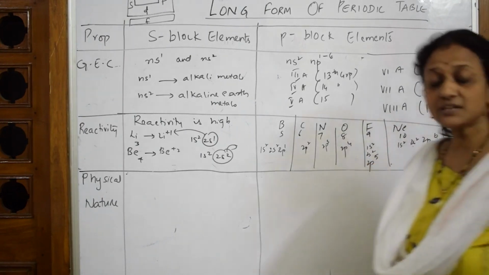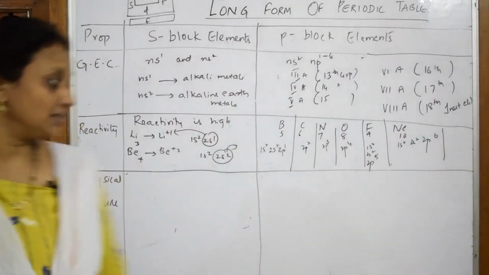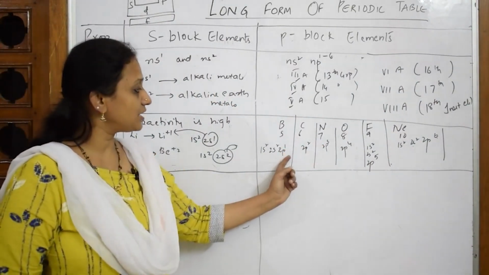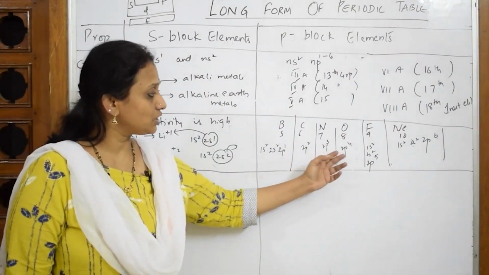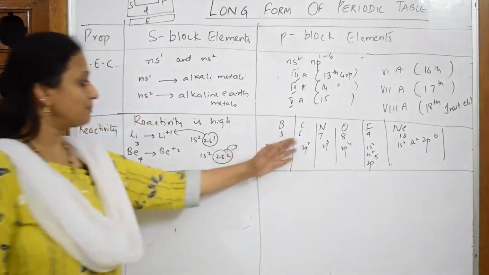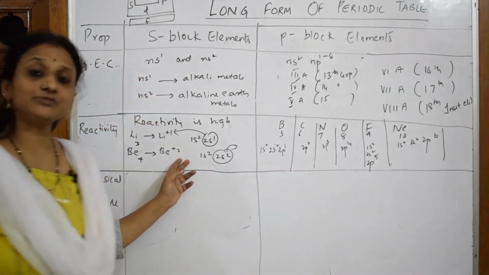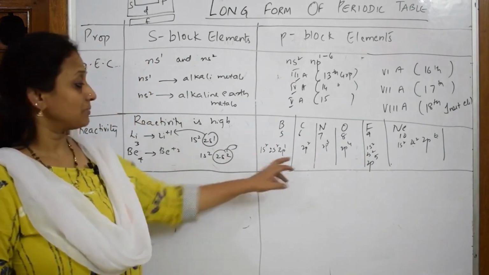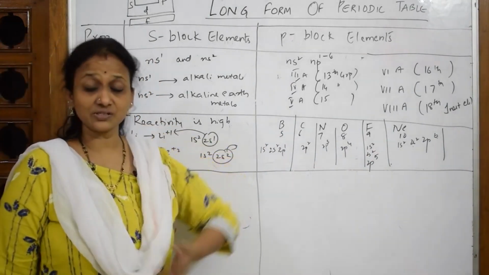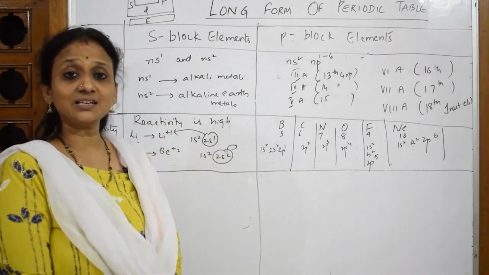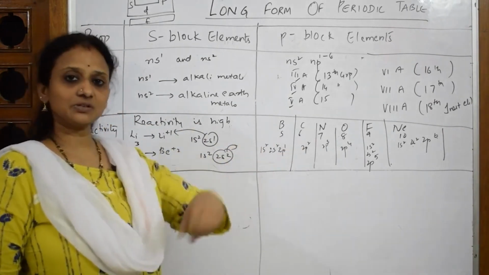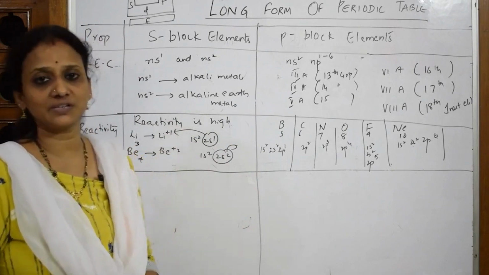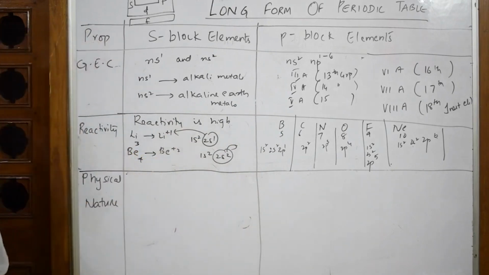Done. So if I see the configuration of P block elements, the electron keeps entering every time into the P shell only. See here, 2p1, 2p2, 2p3, 2p4, 2p5, 2p6. Compared to this, here it is easy to form a univalent and bivalent ion. But here, since the electron is entering into the same P shell, as the size decreases, the reactivity is a bit lesser compared to this, because it's always adding in the P shell. Done.